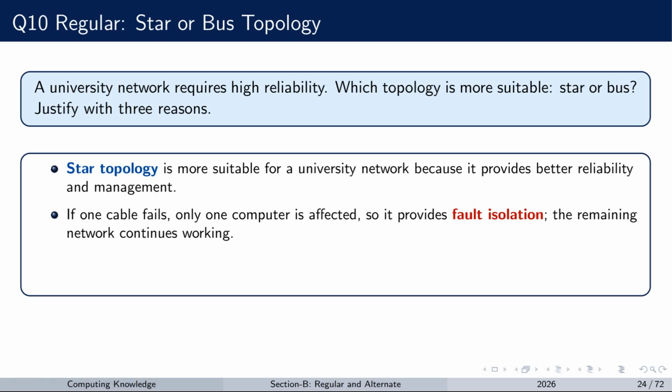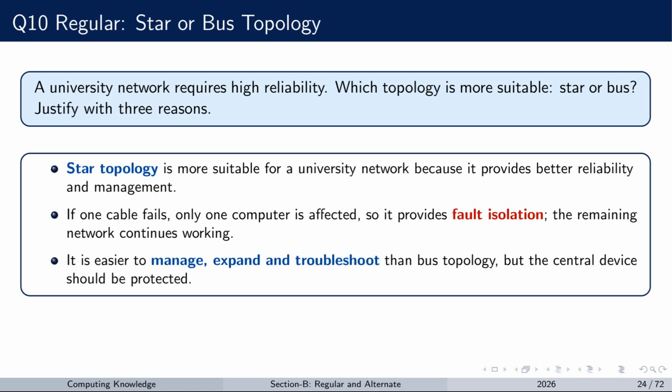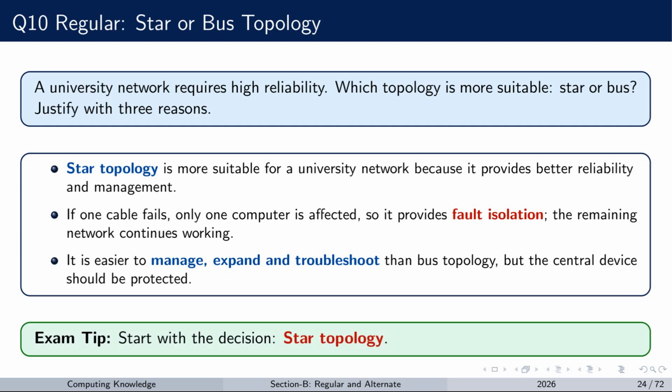If one cable fails, only one computer is affected, so it provides fault isolation. The remaining network continues working. It is easier to manage, expand, and troubleshoot than bus topology, but the central device should be protected. Exam tip: start with the decision, star topology.